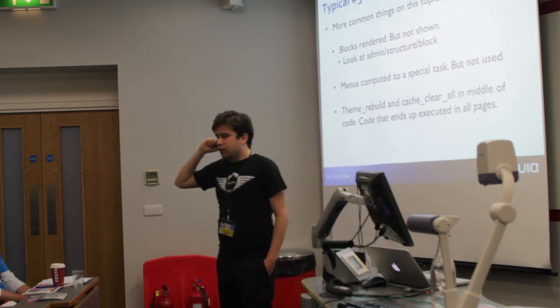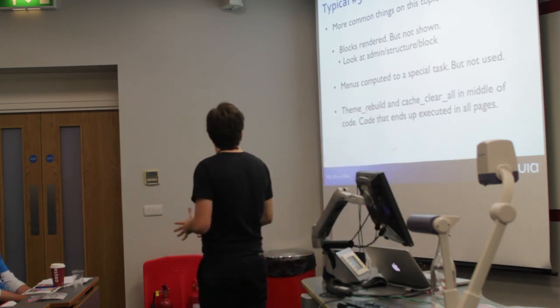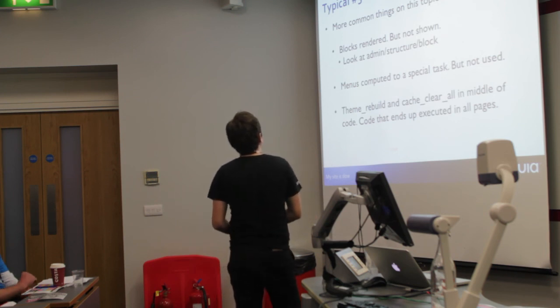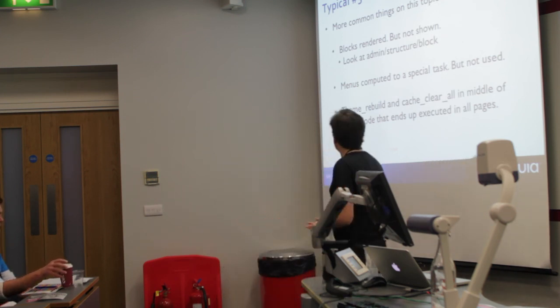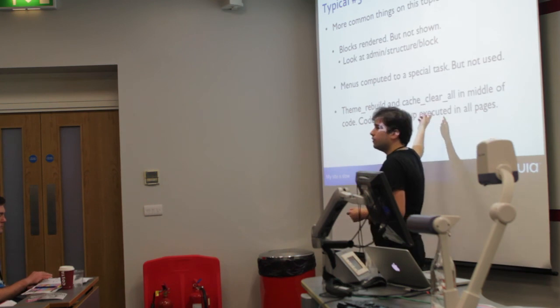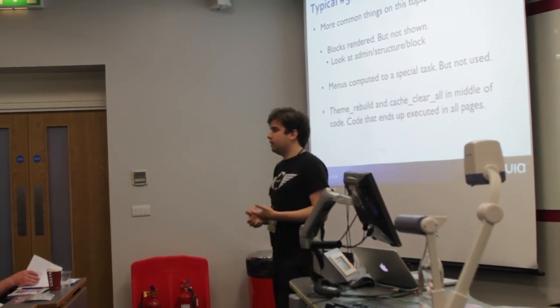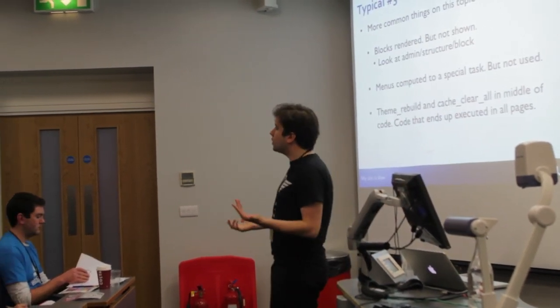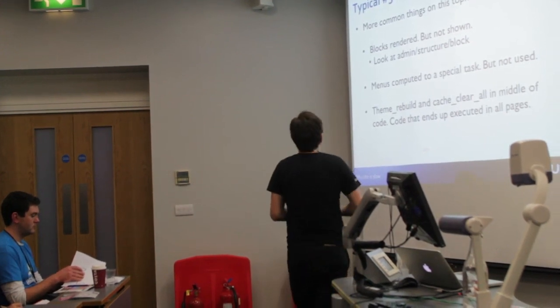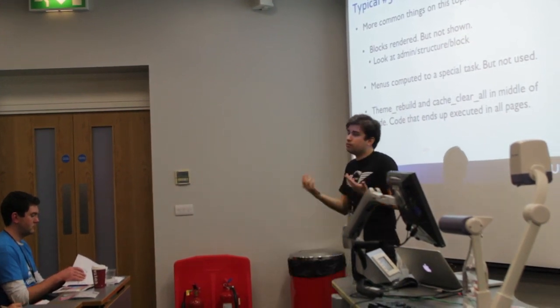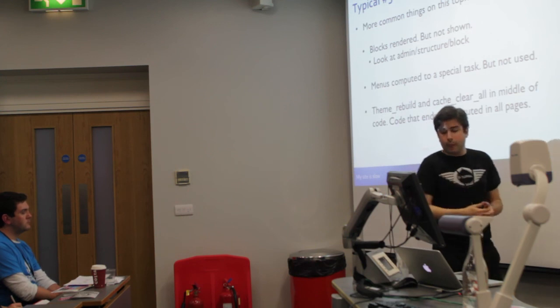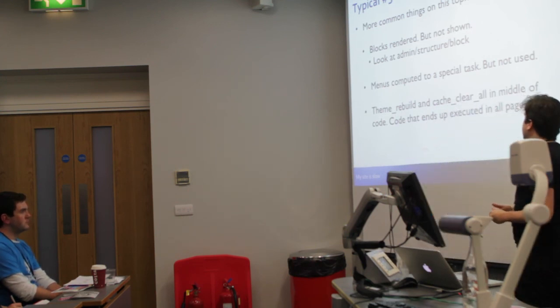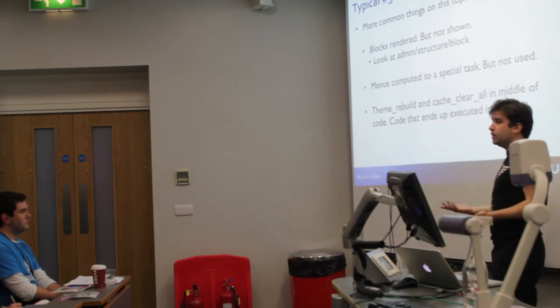The same thing with menus. We see a lot of people with large menus, rendering a lot of menus in every situation without really needing them. And then there are still other situations like this, like you are doing a sim rebuild or clearing the cache all the time just because you forgot some option, or because you forgot that something was activated. And that code then ends up executed on other pages. Okay?